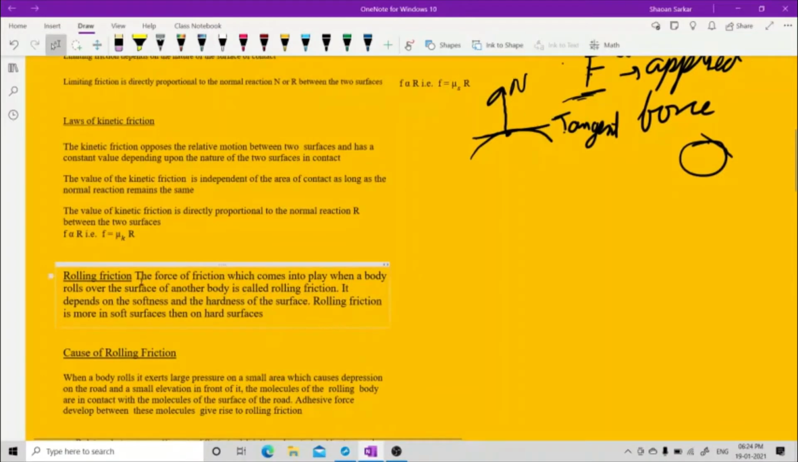Now, this is rolling friction. There is something about rolling friction. Rolling friction has nothing to do with rolling. It is basically a misnomer. It depends upon the hardness and the softness of the surface.